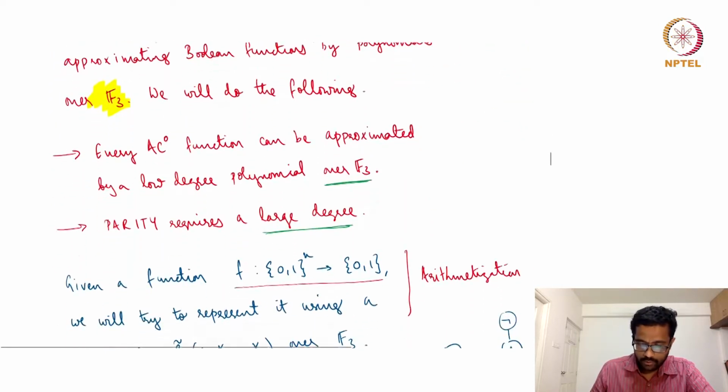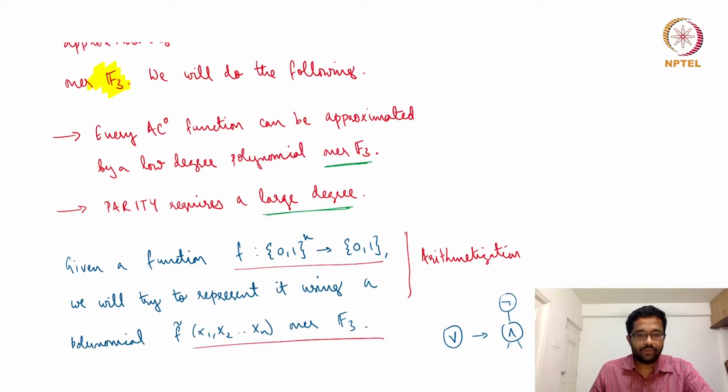So what we have done so far, this is the high level outline of the proof. Every AC0 function can be approximated by a low degree polynomial over the F3 field. F3 field is just the field which contains 0, 1 and 2, and addition and multiplication happens modulo 3, okay? So every AC0 function can be approximated by a low degree polynomial, right? And second, parity requires a large degree even to approximate, right? These are the two main theorems that we will show.